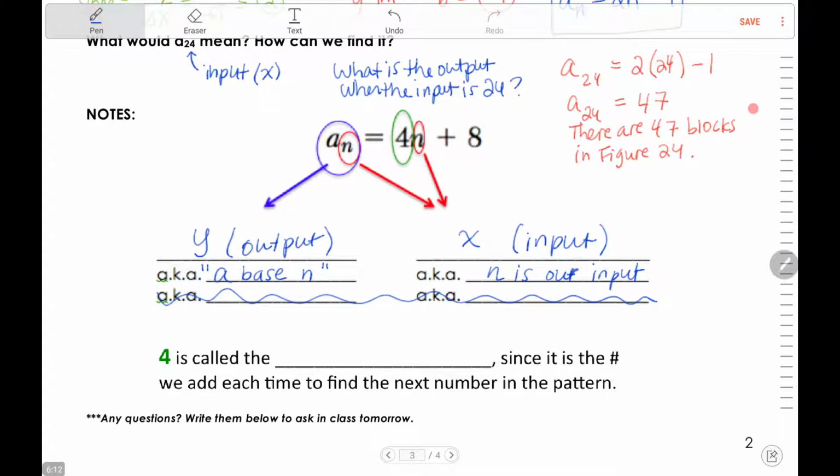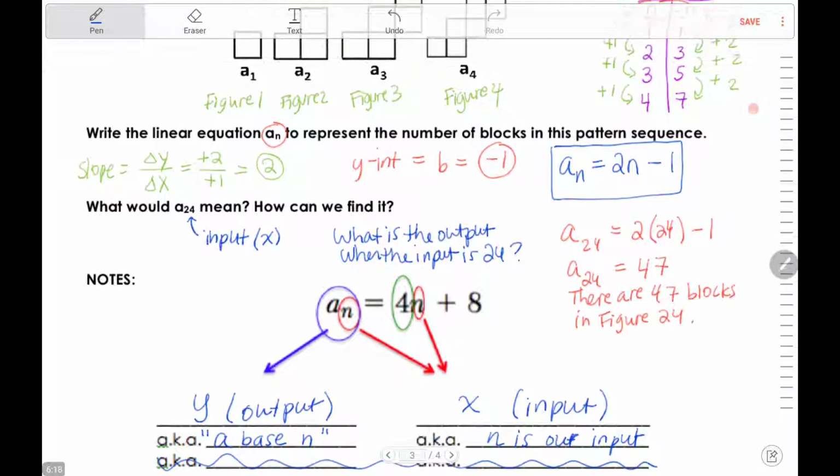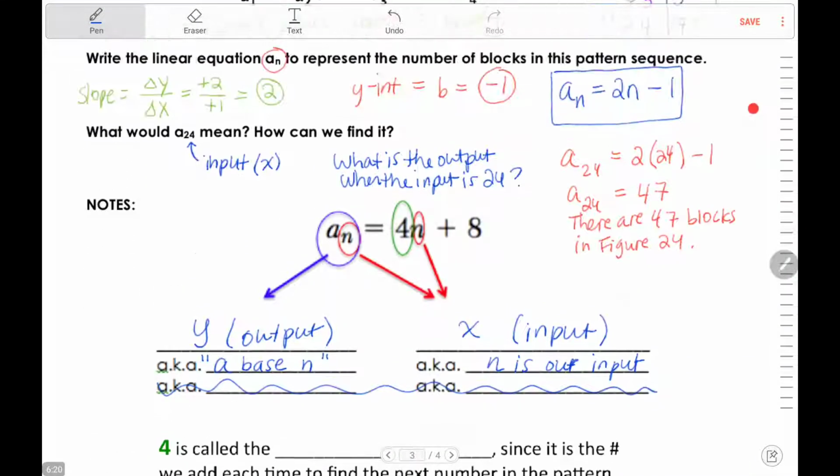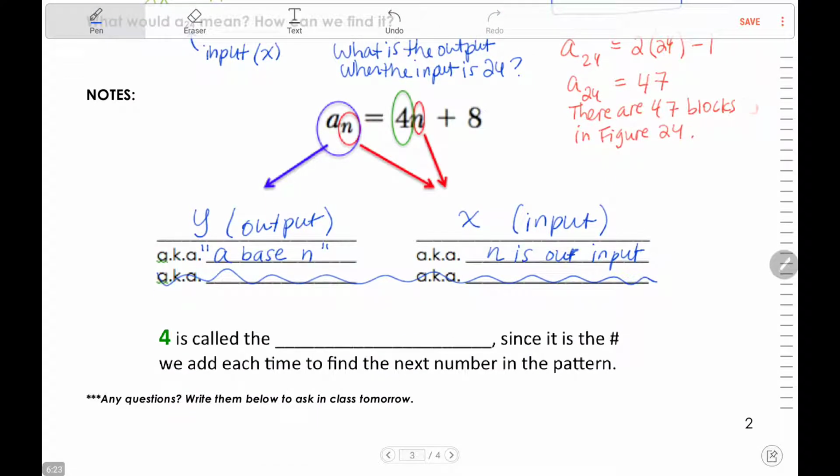So the last piece is to talk about what this 2 represents. Well, the 2 is right next to the variable n. And we've seen this before in y equals mx plus b. We wrote our equation, a base n equals 2n minus 1. Our 2 is the slope. Okay? So another way to call the slope in an arithmetic sequence is the common difference. It's telling us how our pattern is changing as I go across the figures. So another word for this is slope. It is the number we add each time to find the next number in the pattern.